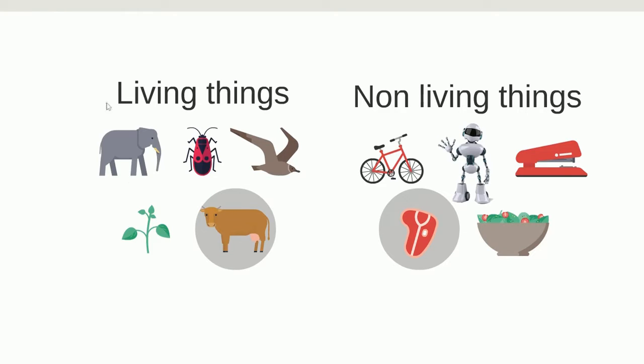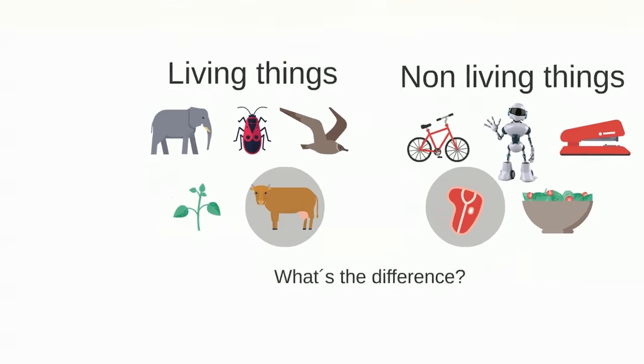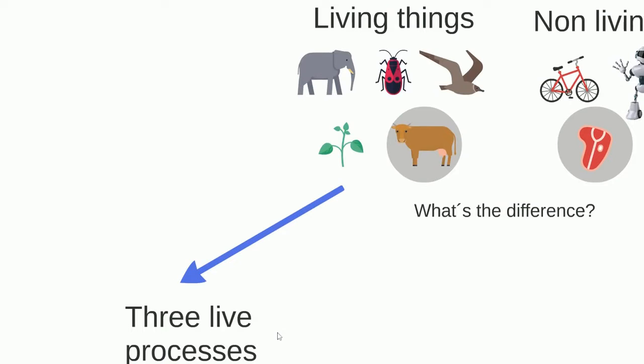To understand this difference, we need to know that all the living things, all of them, no exception, have two characteristics. They are going to perform the three life processes and they are going to be made of cells. If we have anything in nature that performs the three life processes and is made of cells, we can say it's a living thing. If it's not having one of these two characteristics, we know that it's a non-living thing.